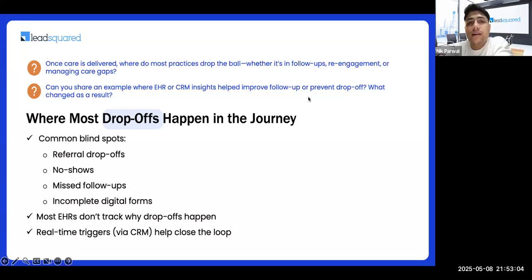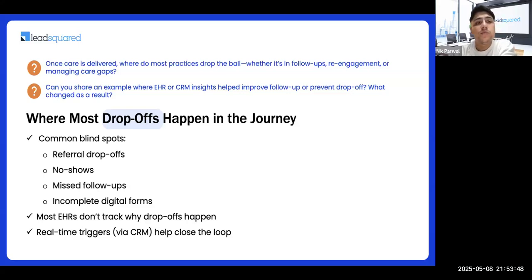Drop-offs, right? I think another big challenge that keeps coming up in our conversations with prospects is patients will fill out a form, request an appointment, but not show up. Or they came in for their first consultation, but didn't come back for their follow-up appointment. So some of the most common blind spots that we see are patients getting referred but then dropping off in the journey, appointment no-shows, follow-ups being missed, forms not being filled out completely because they just dropped off.